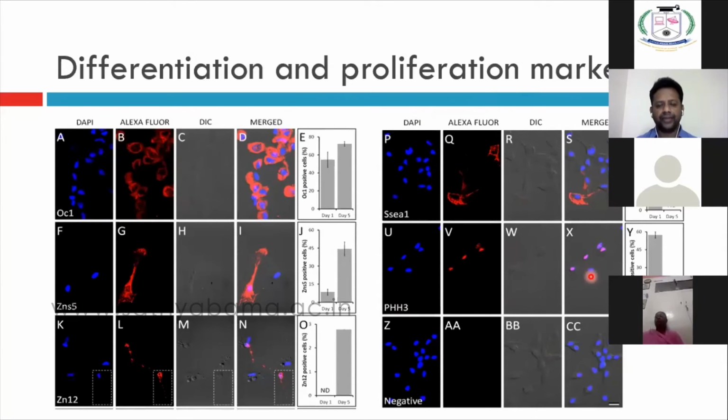So we have designed a protocol to isolate these cells, but they can be subcultured for only 1 or 2, maximum 2-3 passages, then they all disappear. So we are not able to grow them continuously.